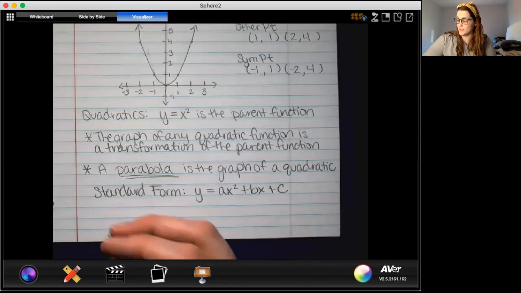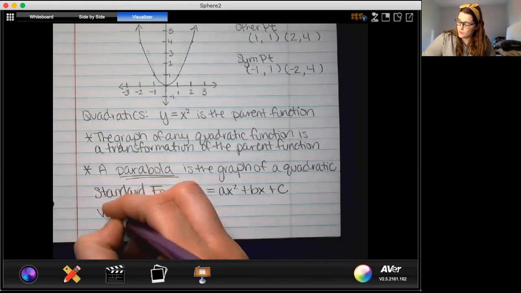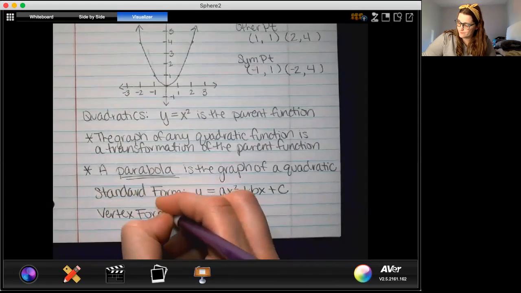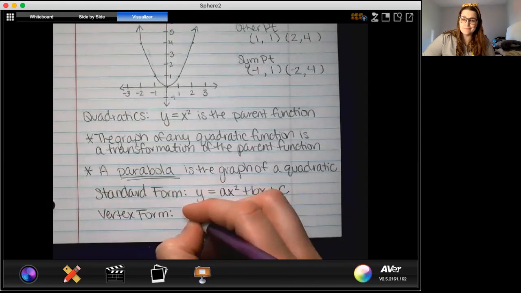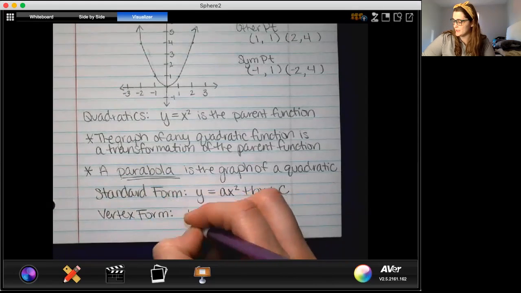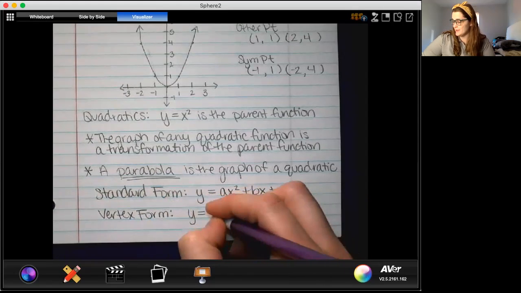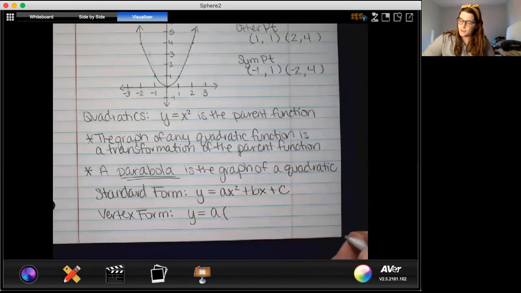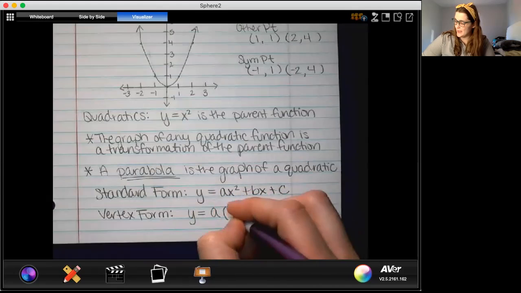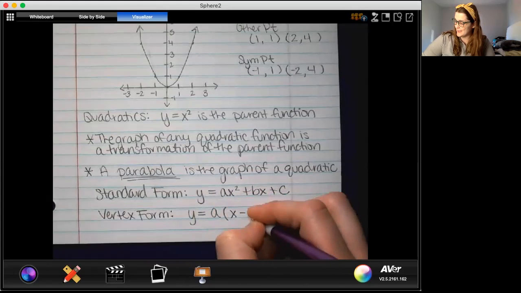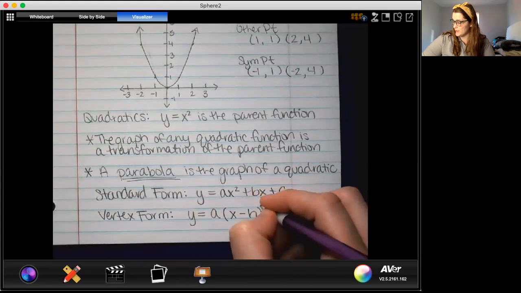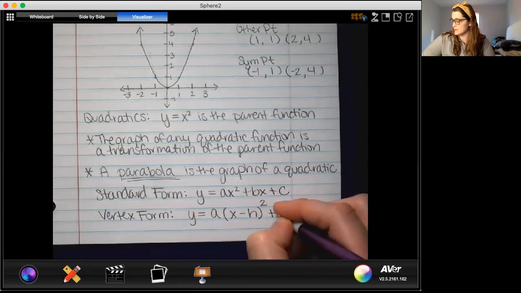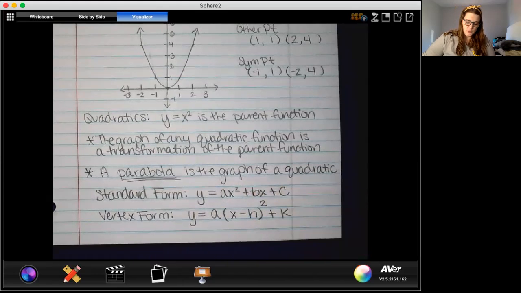Okay, so we have our standard form, which is great, but it doesn't actually help us look at transformations. So the other form that you'll be learning about is called vertex form. Vertex form looks a little different. It looks like y equals a times the quantity, aka parentheses, x minus h, quantity, squared, plus k.